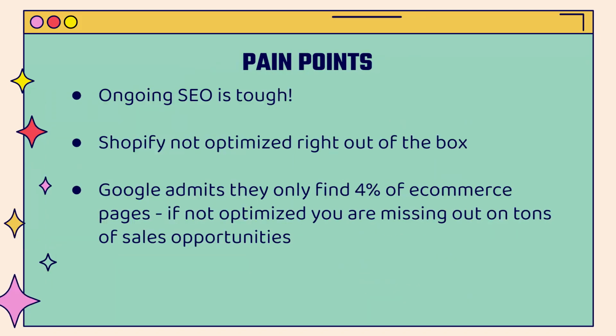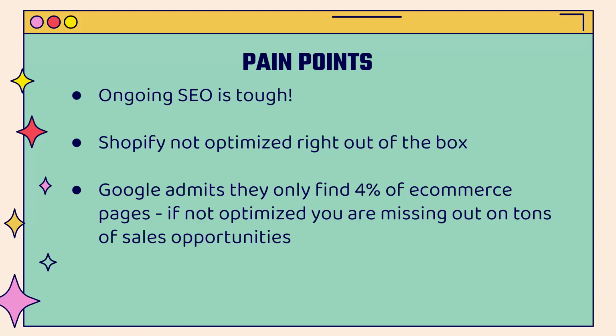But there are definitely some pain points when you want to introduce organic traffic. Number one, ongoing SEO is very tough. It's a long-term thing. You need to be set up and you need to continuously work on it. And Shopify is not optimized right out of the box, so you'll need to do some work. I'm going to show you an app that really does all this for you.